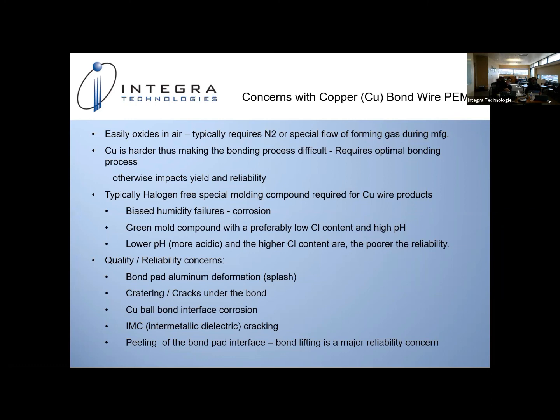And typically halogen-free special molding compound needs to be used because of the oxidation of the copper. So the molding compound is special molding compound. And the concerns are the bond pad aluminum deformation, the splashing, the cratering, the cracks that we talked about, the copper bond wire interface corrosion, and intermetallic. The intermetallic in the copper and the bonding pad material, whether it's aluminum or whatnot.